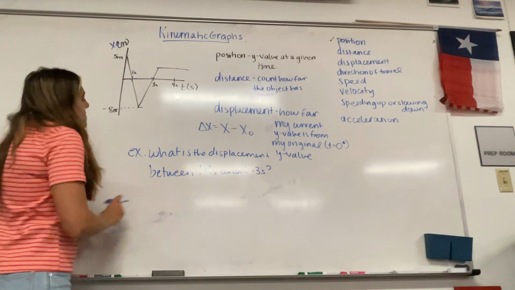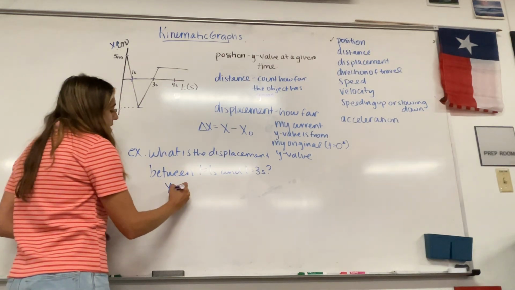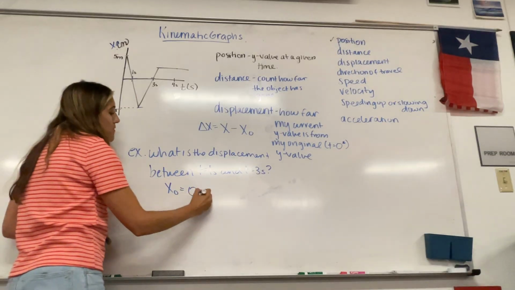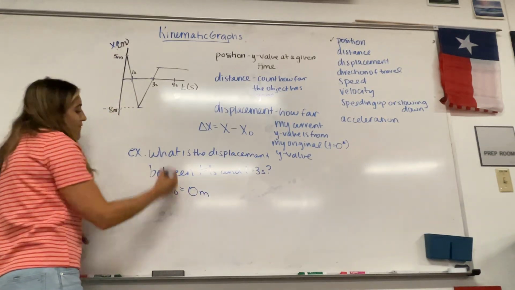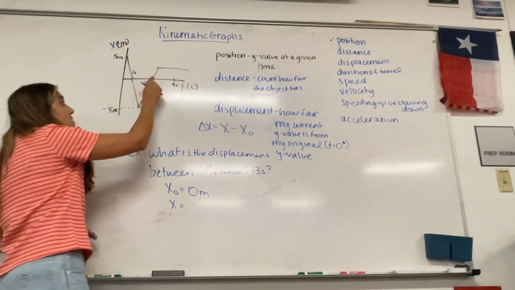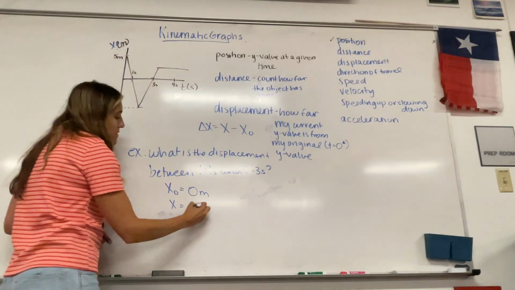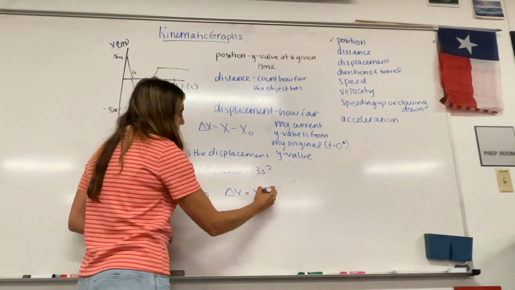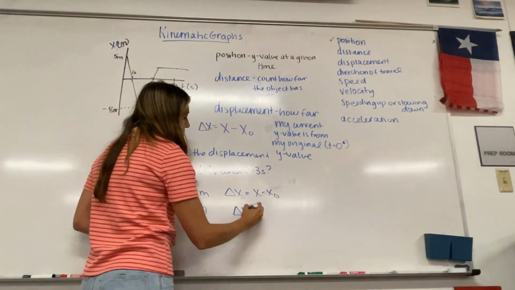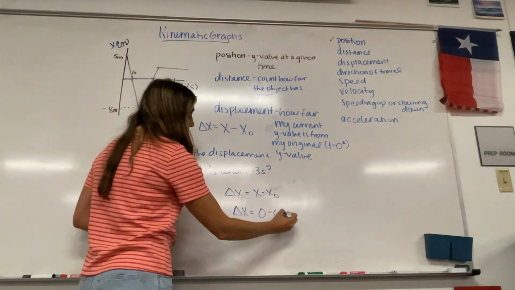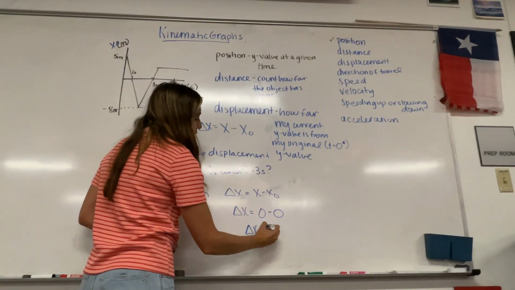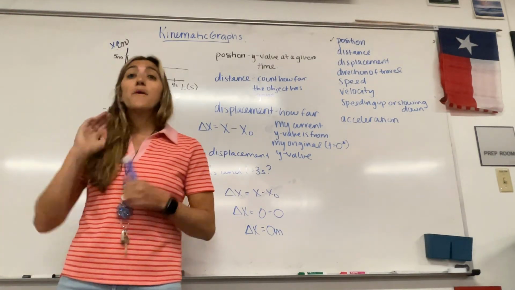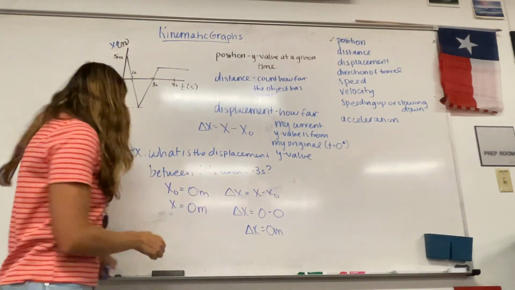Well, I do the same thing. My x initial, that's at 1 second now. I'm located at 0 meters. My x final, I'm also located at 0 meters. So my delta x, x minus x naught, equals 0 minus 0. My displacement is 0 meters. So that's how I would find displacement on a position versus time graph.